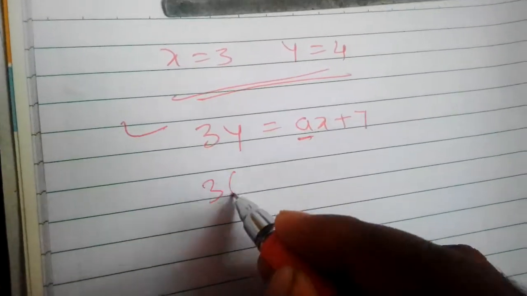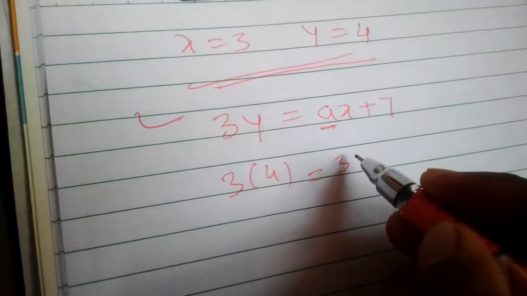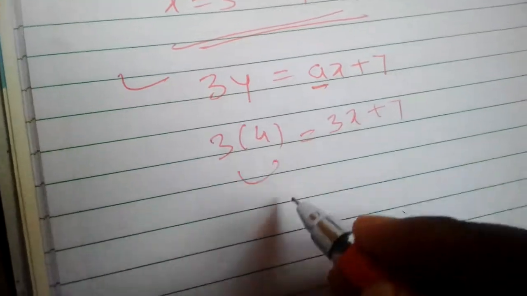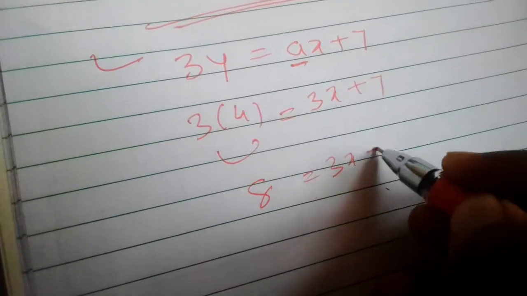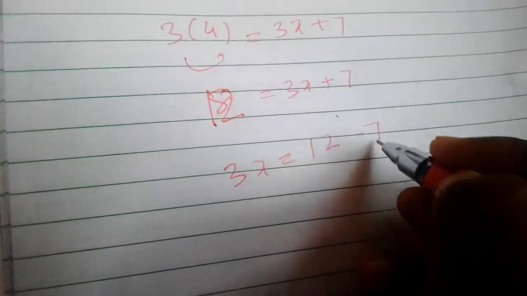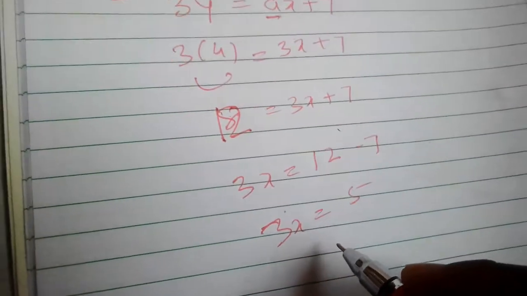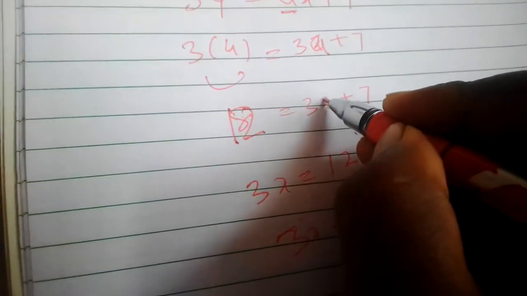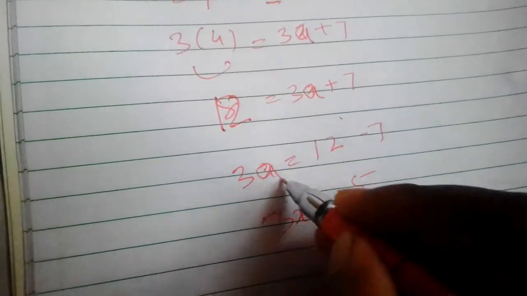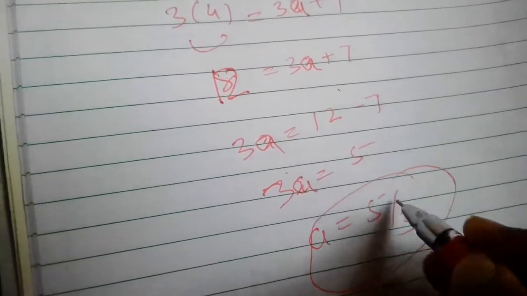The y value is 4, so 3 into 4. The x value is 3, so 3 into a plus 7. 3 fours are 12, 3a plus 7. So 3a is equal to 12 minus 7. 3a is equal to 5. Sorry, not x, put a here. Here also a. Now a equal to 5 by 3 is the value of a.